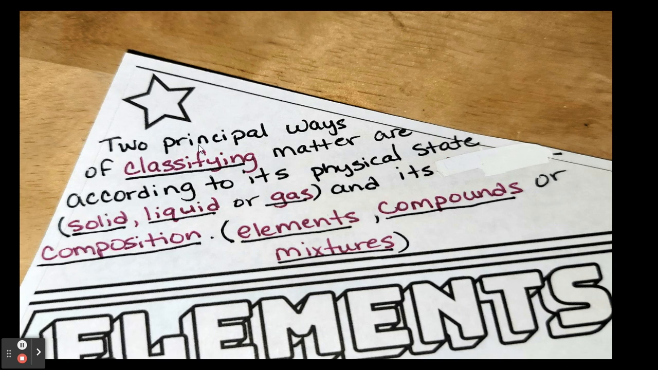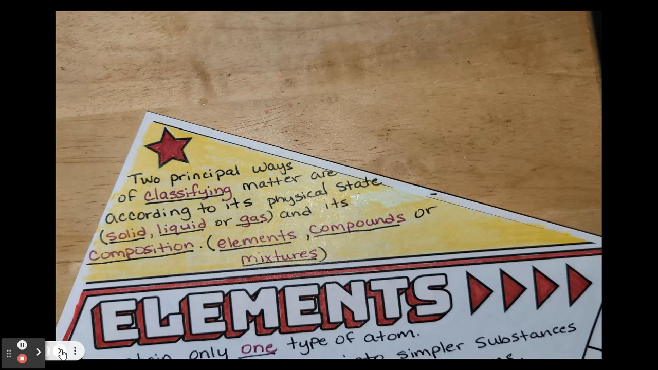Let's begin at the top corner where the star is. It says two principal ways of classifying matter are according to its physical state. Now, if you remember, guys, physical state means is it a solid, liquid, or gas? And the second one, its composition. Composition is what is it made out of? Is it an element? Is it a compound or a mixture? Pause the video if you need to. Now you're going to color it exactly the way I did.